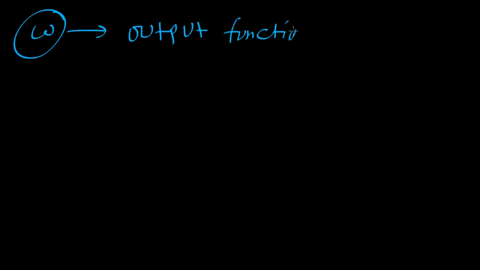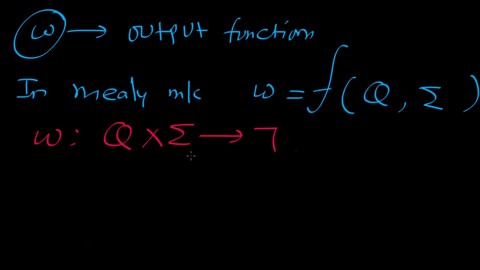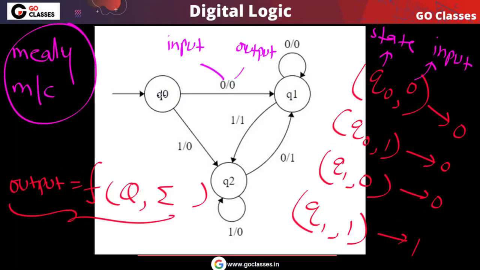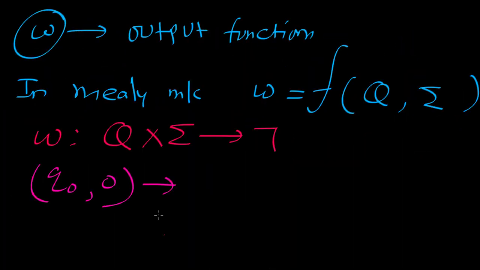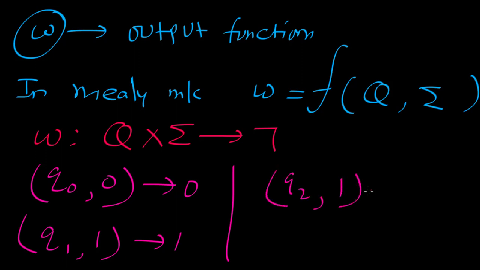In a Mealy machine, the output function depends on two things: your state and your input. You are in some state, you read some input, and then some output is produced. For example, in state Q0, if the input is 0, then the output produced is 0. Similarly, in state Q1, if you read 1, then the output produced is 1. Similarly, in Q2, if you read 1, then the output produced is 0. So in the Mealy machine, the output function depends on state and input.